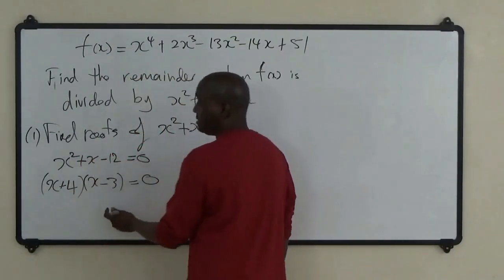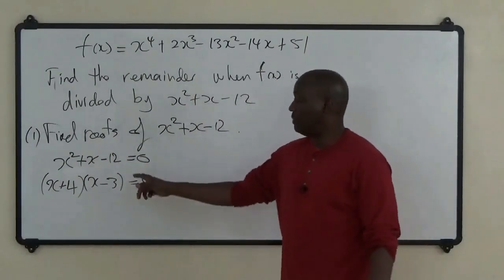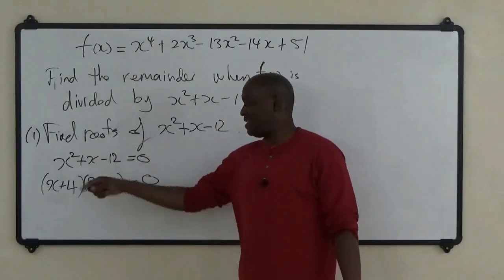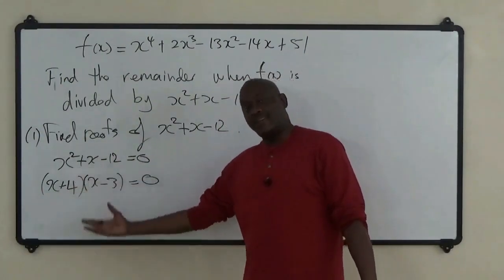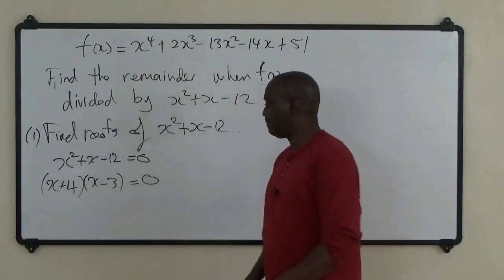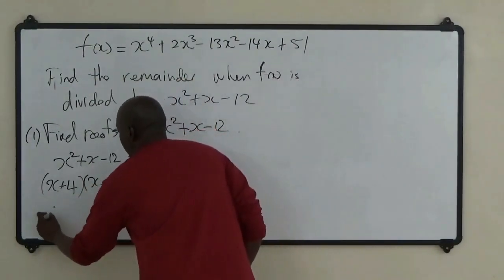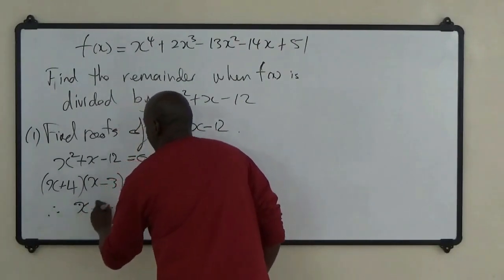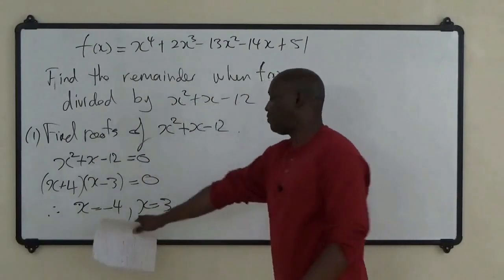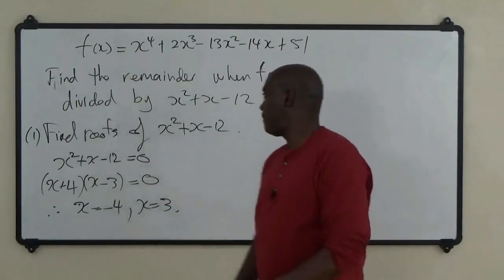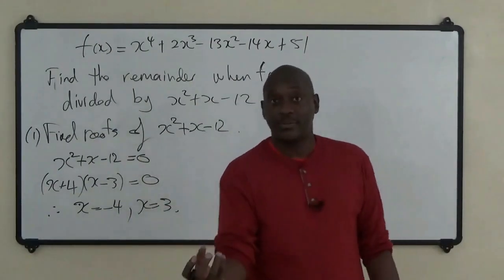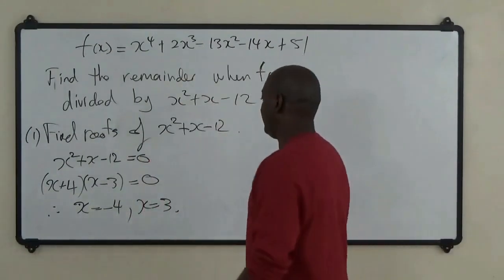Note I just went straight to the answer. I didn't go through all the working that would take me from here to here. In an exam, however, if you need to, you do your working. If you're at a level where you could watch this and do this, no problem at all. So therefore, x is equal to minus 4 and x is equal to 3. So we have 2 roots. Now, we could substitute either one of these 2 roots and verify that we get the same remainder. So watch it.